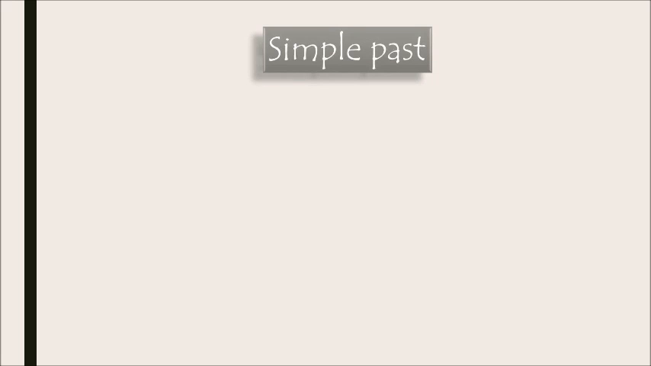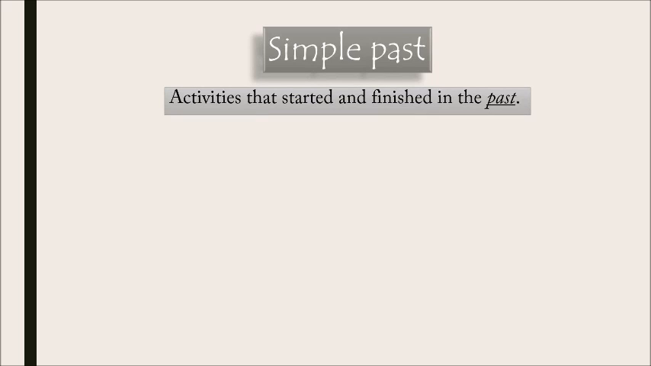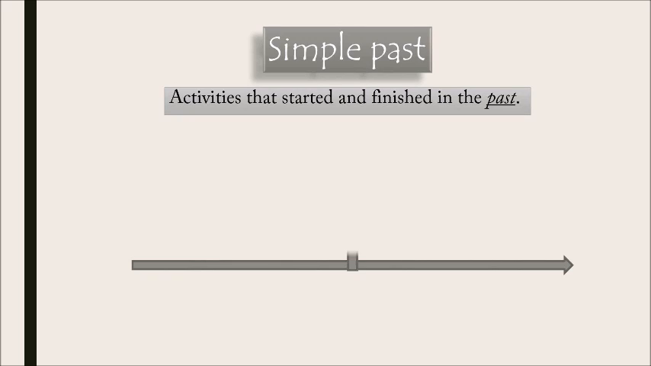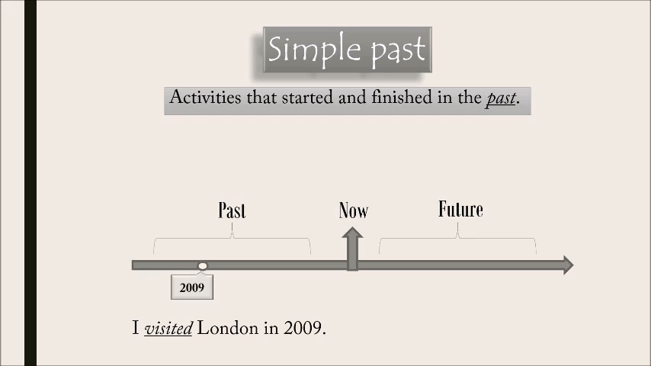We use simple past to speak about activities that started and finished in the past. So here we have a timeline. Here is present, so it's now. And what comes after it, which means didn't happen yet, is the future. And what came before now, so finished, is the past. Now, we are speaking here about an activity that started and finished in the past, and we know exactly when, in 2009. So I will say, I visited London in 2009. So I use here visited, simple past.